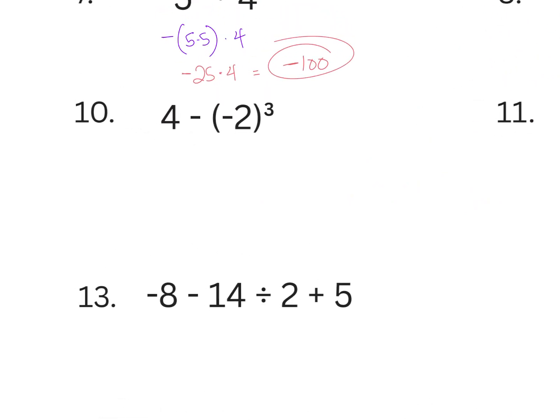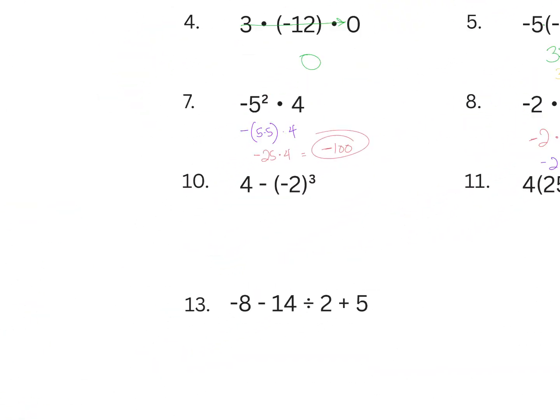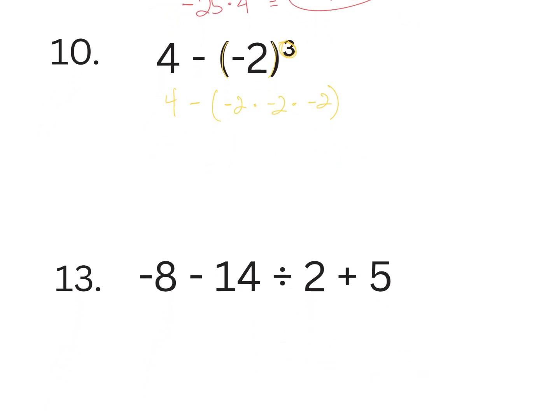Number 10, 4 minus negative 2 cubed. Okay. Resist the urge to do this. Why? Well, because we're not actually subtracting that right now. We need to follow the order of operations, which says do exponents first. So we have 4 minus negative 2 times negative 2 times negative 2. That's what that cube means, and especially the cube when it's got that whole thing in parentheses right there, okay?